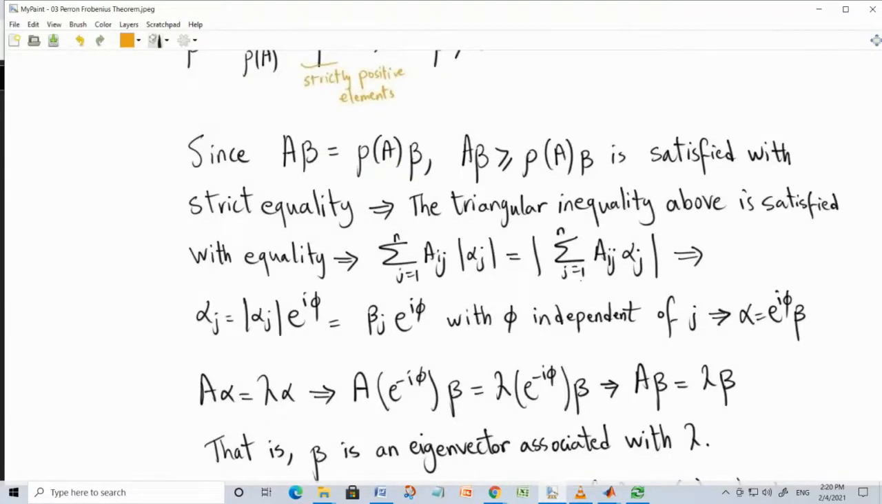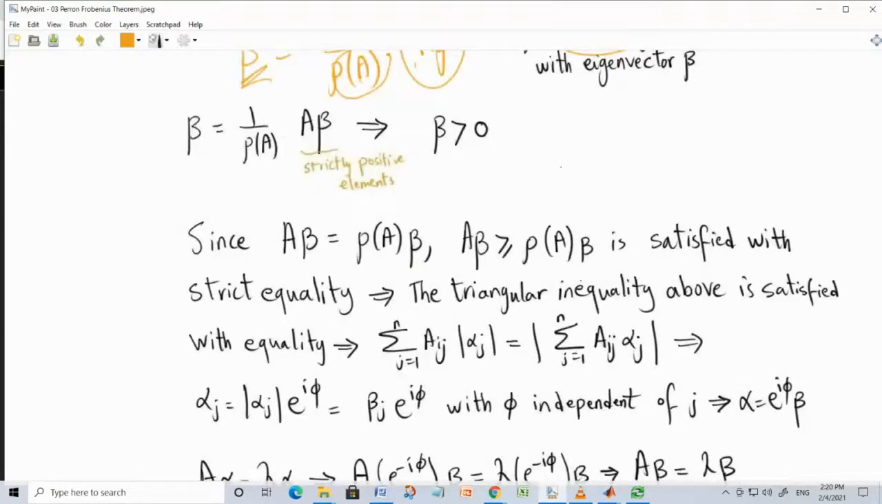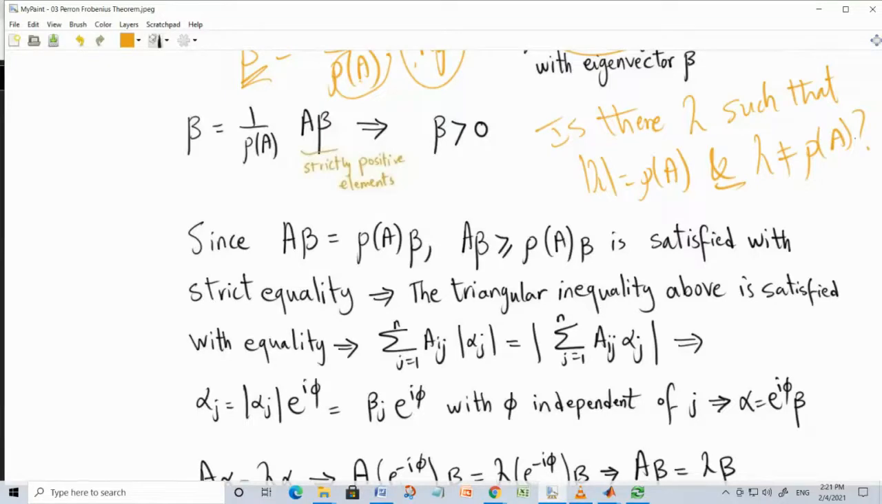Now, is there another eigenvalue? Is there a lambda such that the magnitude of lambda is rho of A and lambda is not rho of A? Okay, so is there an eigenvalue for this? Because it may be, till now we haven't answered this question.